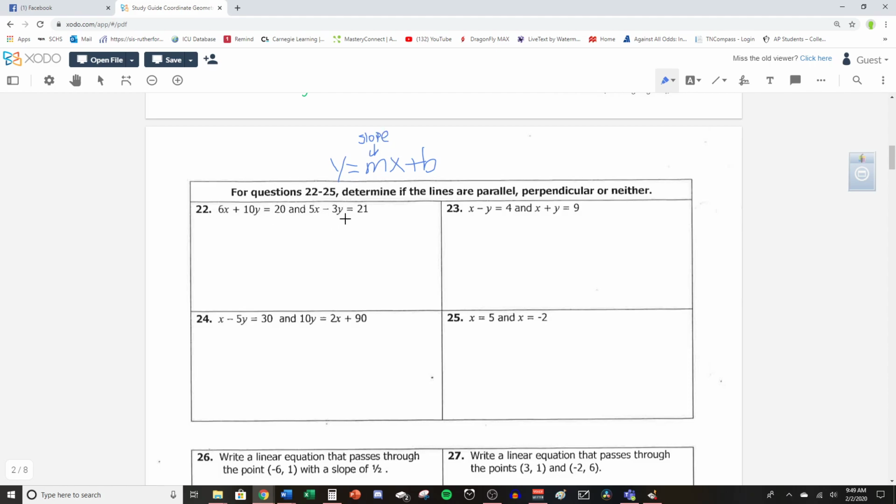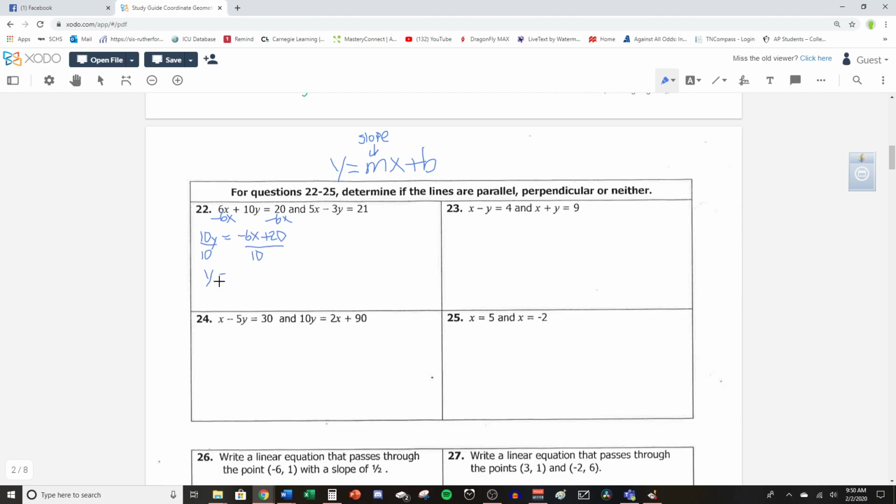As you can see, none of these are in that form. How we do this, just use some algebra. Just get it into y equals. So the first thing I'm going to do, minus 6x. This becomes 10y equals -6x plus 20. Then we're going to divide both sides by 10.